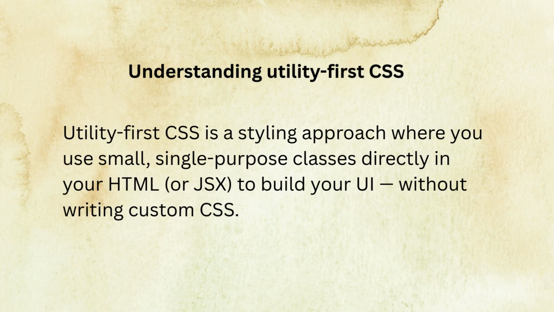What is Utility-First CSS? Utility-First CSS is a modern styling approach where you use small, single-purpose classes directly in your HTML or JSX to build your UI. This means you don't need to write custom CSS files for every little thing. Instead, Tailwind gives you ready-to-use utility classes like p-4, text-center, or bg-blue-500. All styling is done inline using utility classes.